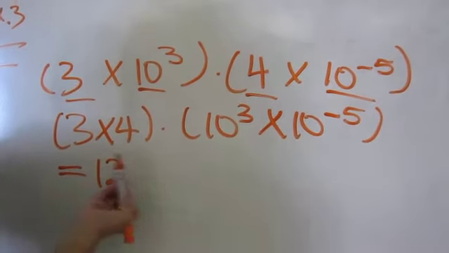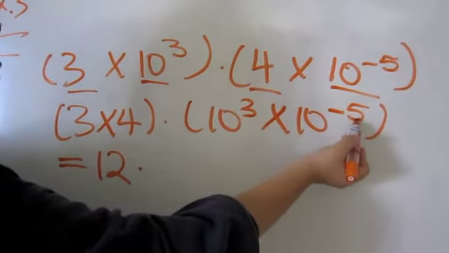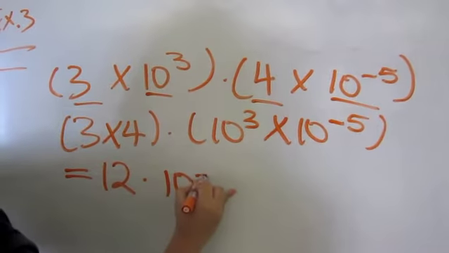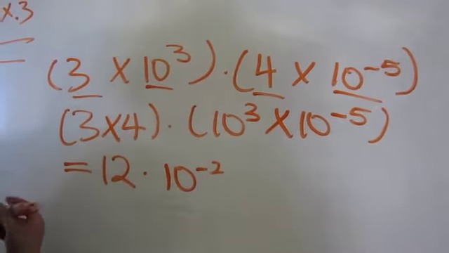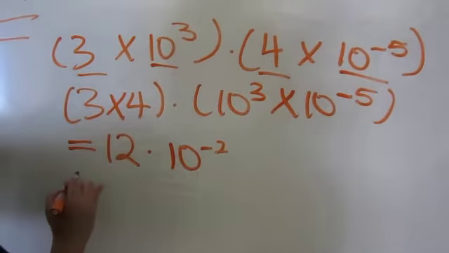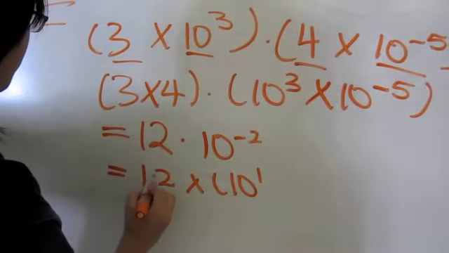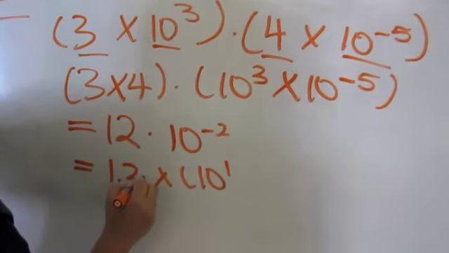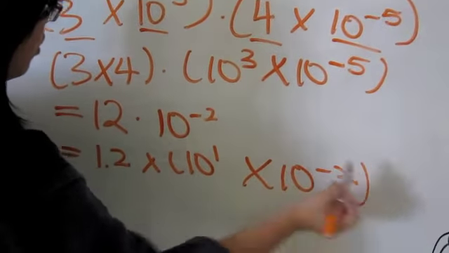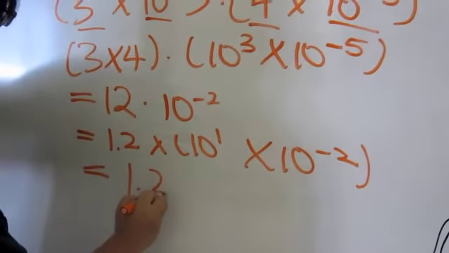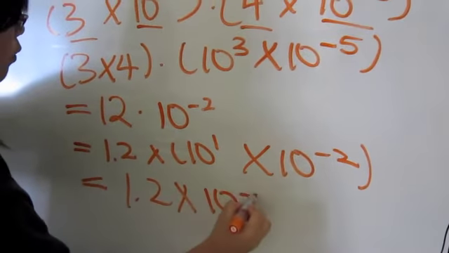So it's 12, right? 3 times 4 is 12. And then you times, because it's 3 minus 5 is 10 to the negative 2 power. And we can't have a number like that, so we have to kind of move the decimals. So how are we going to do that? We'll change 12 to 1.2 times 10 to the first power, because then we moved the decimal over. So 10 to the first power times 10 to the negative 2, and it's 1.2 times 10 to the first power minus 2, which is 10 to the negative 1. So here's your answer.